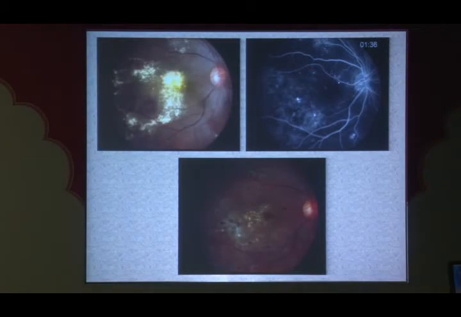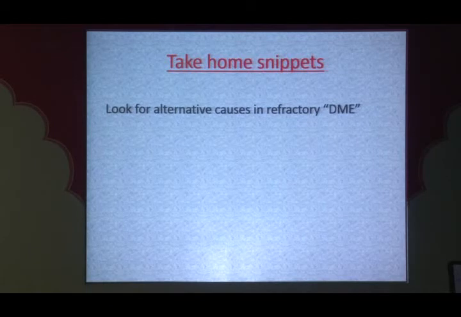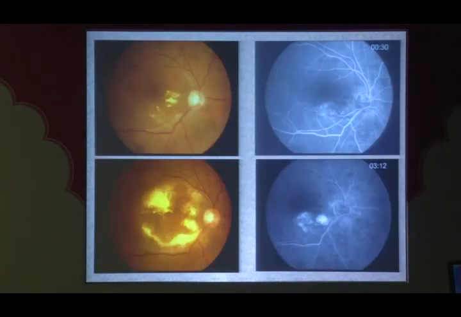Hard exudates always need not be related to the disease that the patient has. This patient was treated with multiple injections of intravitreal anti-VEGF agents, with non-resolving macular hard exudates. And when he came to us, we saw something here which looked like a macroaneurysm, although it was not showing up on the angiogram. We decided to go ahead and treat that because of its location. And lo and behold, we have a very nice picture of resolution. So the take-home snippet there is: look for alternative causes in so-called refractory diabetic macular edemas.